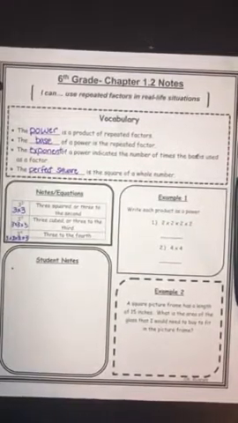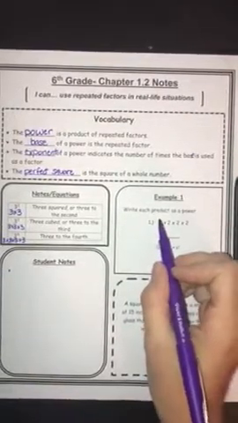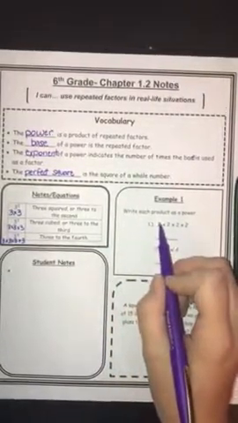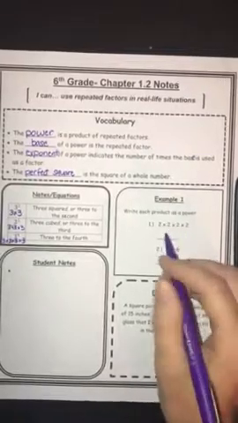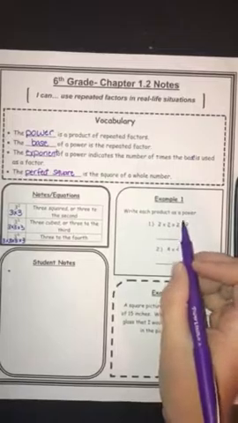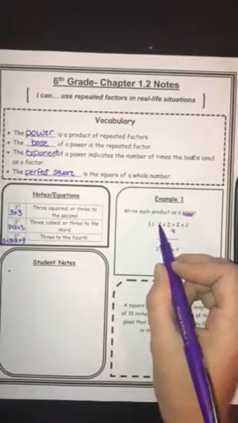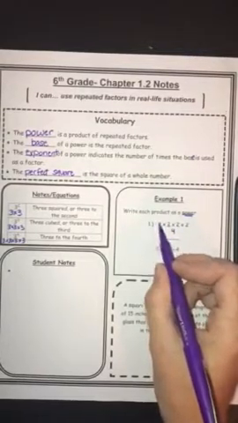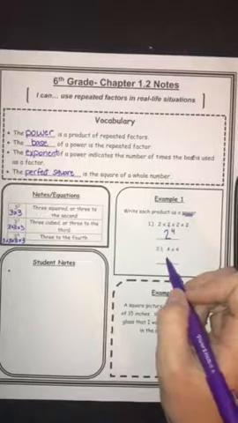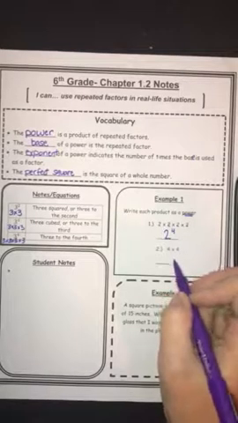Here we go. This is the examples. First example. It says write each product as a power. So how many 2's do we have? 1, 2, 3, 4. That means the power is 4. The base is the number that's being multiplied. So it's 2 to the 4th. Okay, remember the 4th is how many there are.